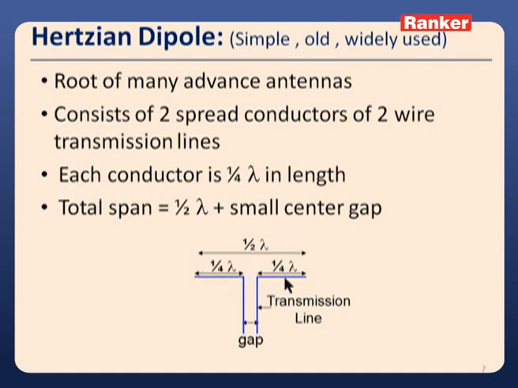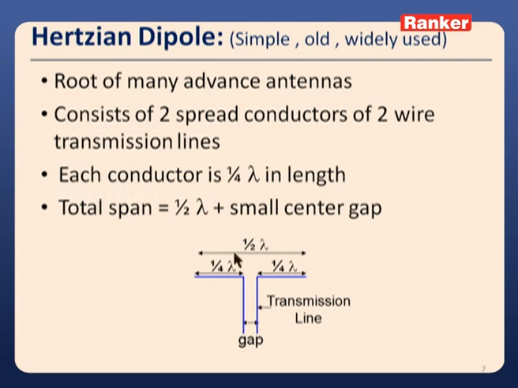This is a simple dipole antenna. The next point is that each conductor is lambda by 4 in length. So this is lambda by 4 in length, and this is also lambda by 4 in length, and the total is lambda by 2. Simply, a Hertzian dipole is also called a lambda by 2 dipole.